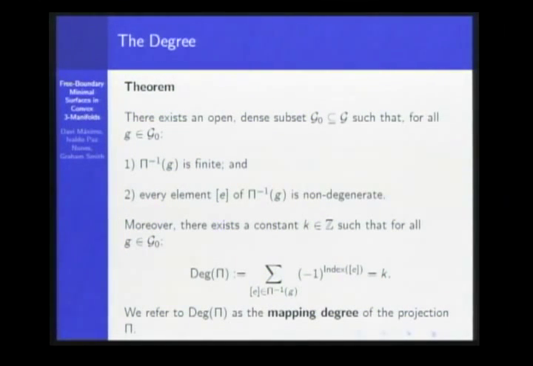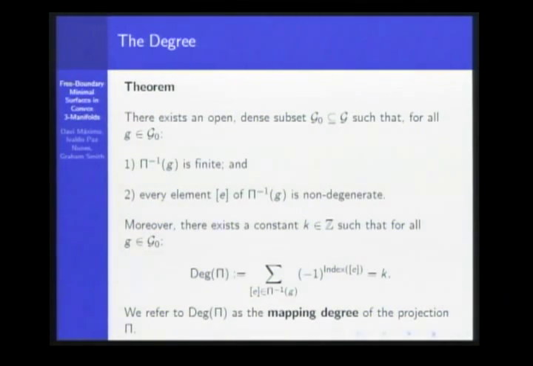So we then define the degree like this. The degree of the projection pi is equal to the sum over all elements in the inverse image of G for a generic element G of -1 to the power of the index. And we call this a mapping degree of pi. So very briefly, I haven't actually defined the index. So let's just have a look at that.